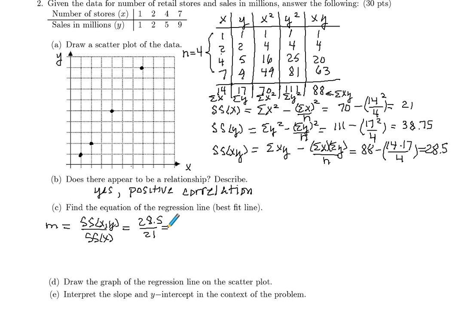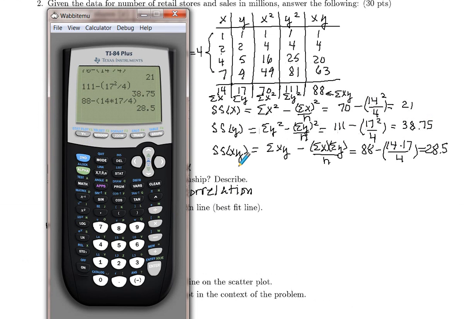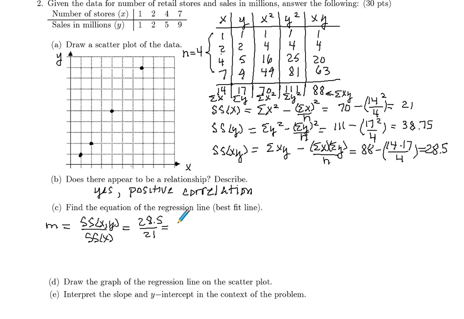And if we divide that out on the calculator and take several decimal places here, there we go, 28.5 divided by 21, 1.35714. Keep several decimal places.